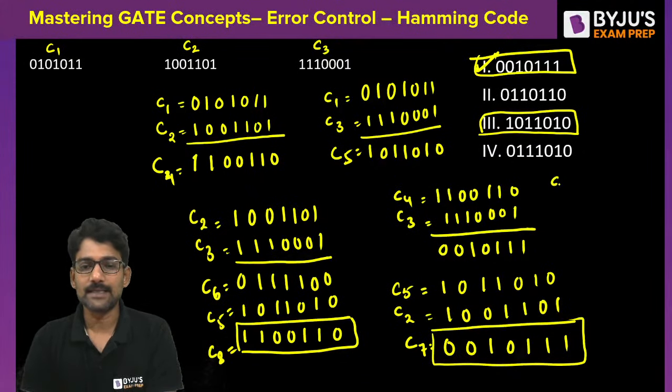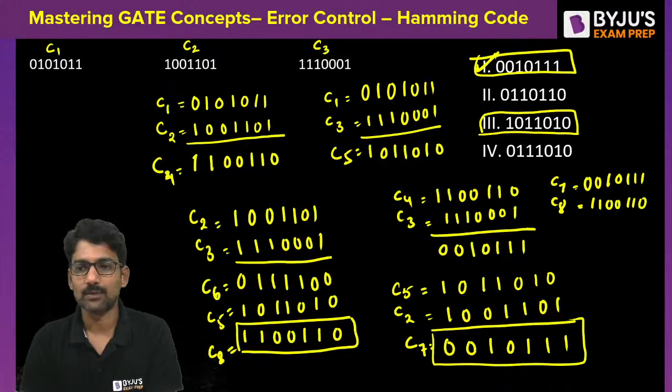Now let us take C7 and C8. C7 is 0 0 1 0 triple 1. C8 is 1 1 0 0 1 1 0. So it will give 1 1 1 0 0 0 1, which is again C3. This is again C3.